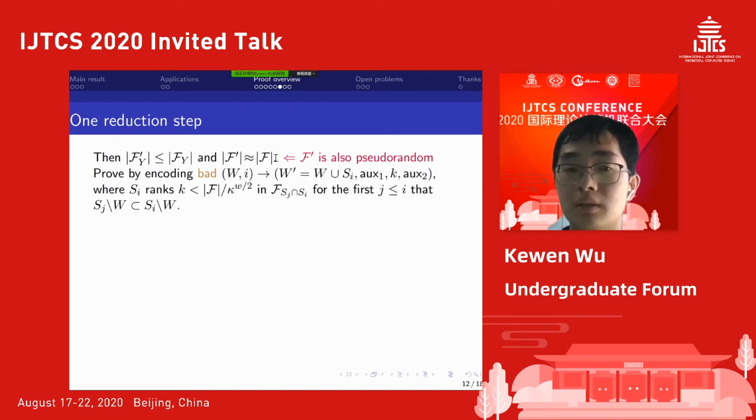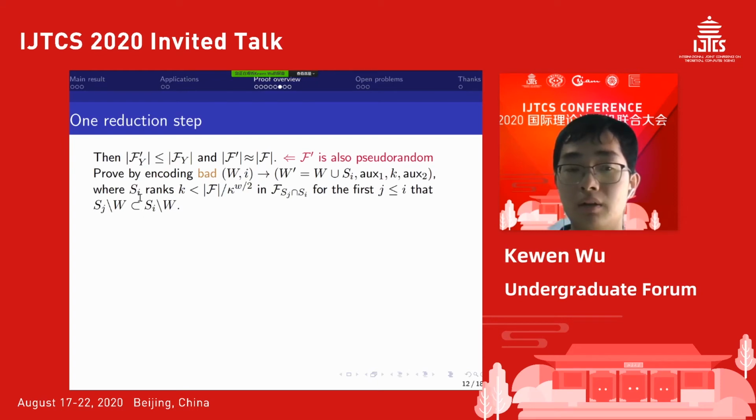To prove the second thing, we need to show that the bad case doesn't happen quite a lot. We prove this by an encoding argument, which is very similar to Razborov's proof of Hastad's switching lemma. We encode a bad pair, the random set W and the bad index i, into a 4-tuple. The first piece of information is W prime, which is W union Si. The second and the last will be two auxiliary pieces of information. And the third will be an index K.